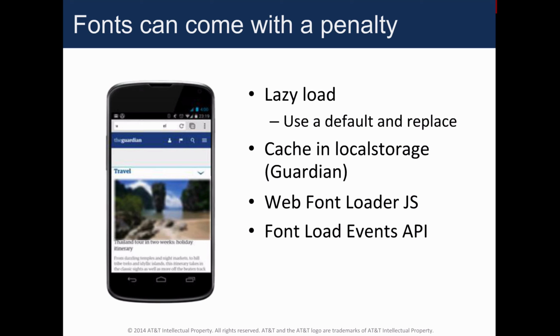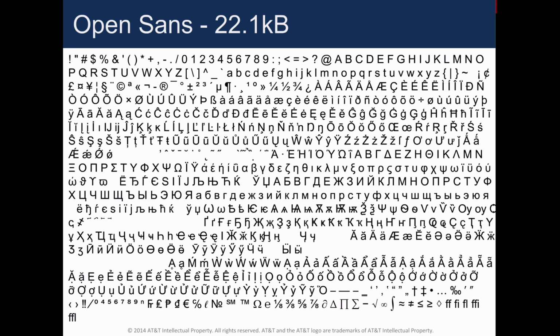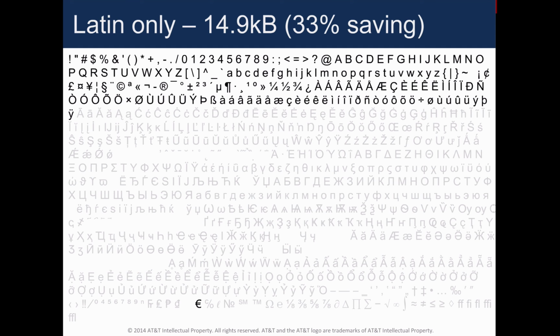But there's one last thing that I would like to cover on fonts, and all too often we use the default font as comes from the Foundry. So this is Google's Open Sans font, and those are all the glyphs that are in it, and by default it's 22K. But how many of these glyphs are we really going to use on our web pages? And even by just subsetting it down to Latin, which is pretty easy to do with the Google Font Library, we can make a 33% saving.